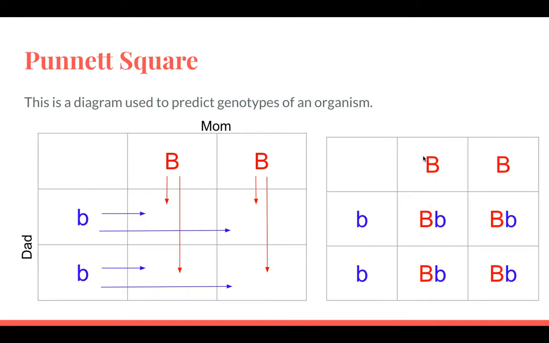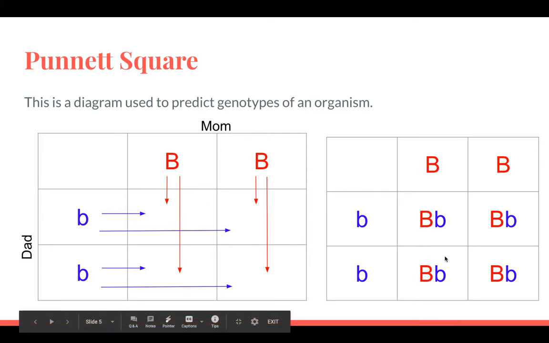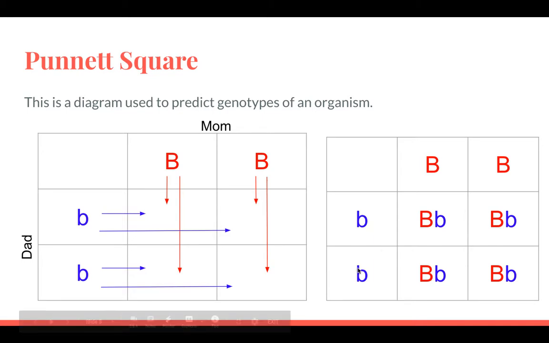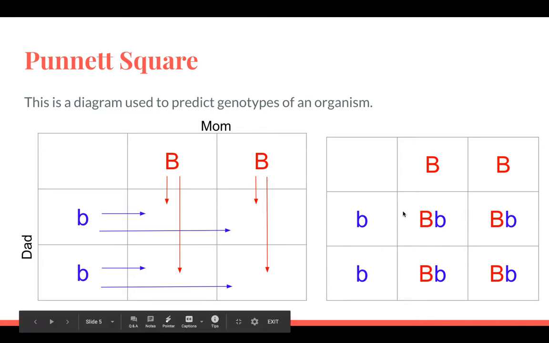So I left them in their colors. The capital B's got brought down to both boxes on the left and on the right. The little b's were brought over to the boxes next to it, both on the top and on the bottom. So now we have four combinations here. These are the four that we want to focus on. These are where we get our percentages for what the offspring might get.